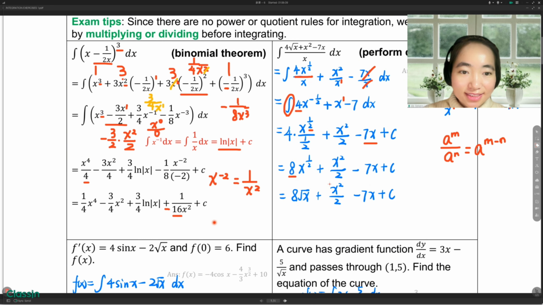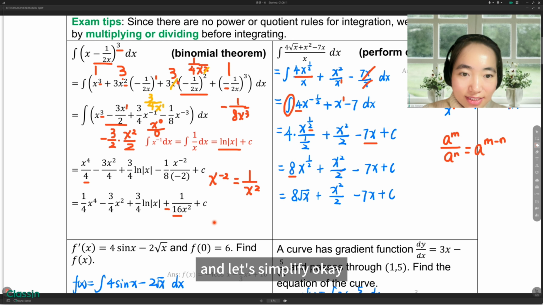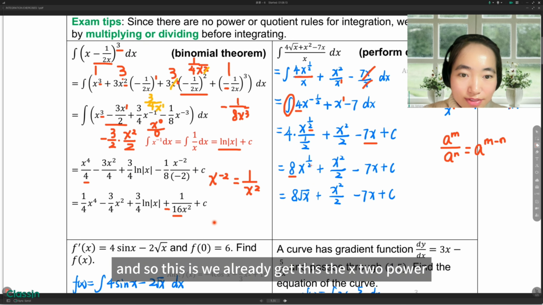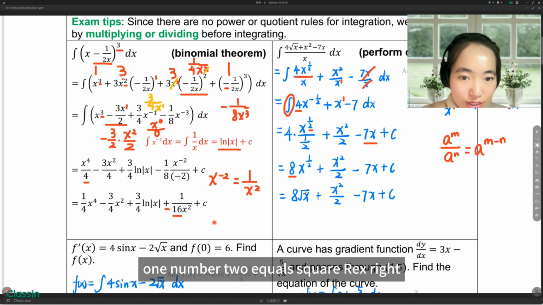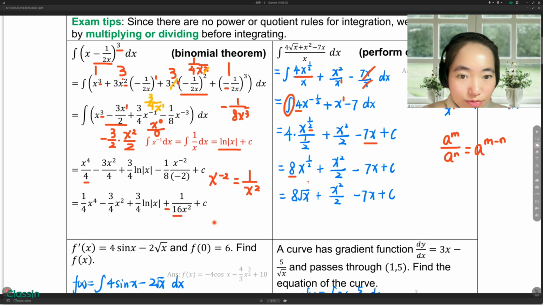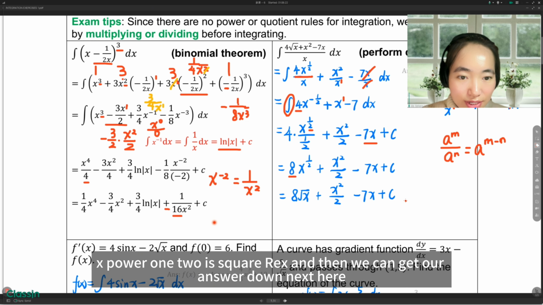Next, let's simplify. Okay, so we already get this. The x to the power 1 over 2 equals square root x, right? X to the power 1 over 2 is square root x. And then we can get our answer.